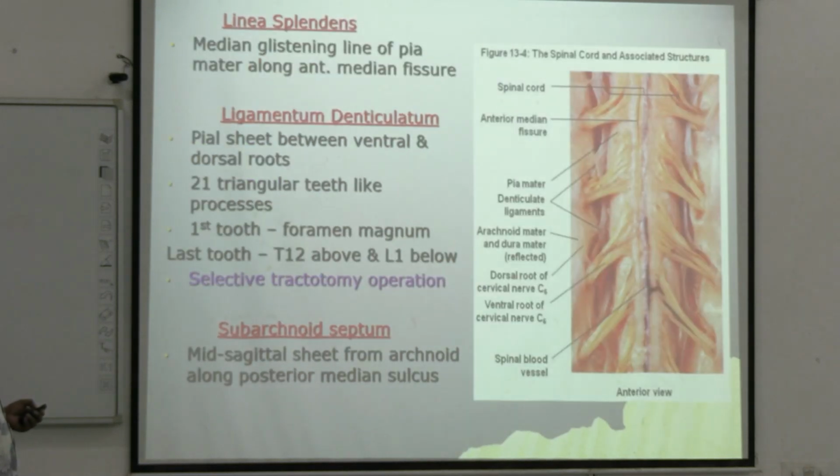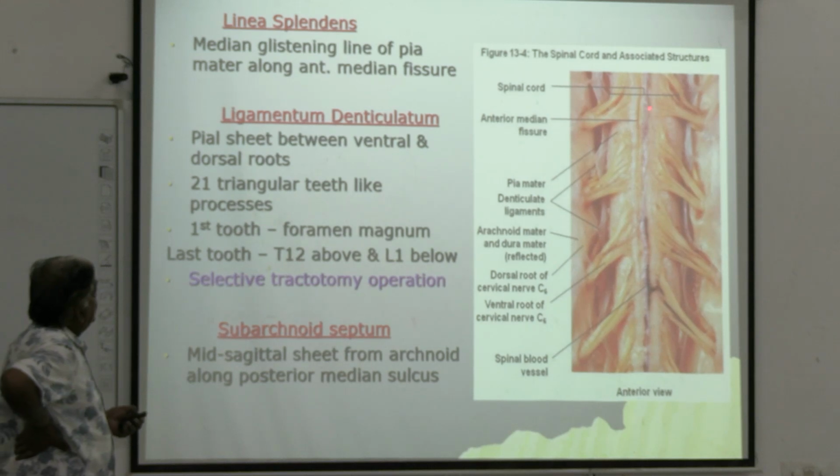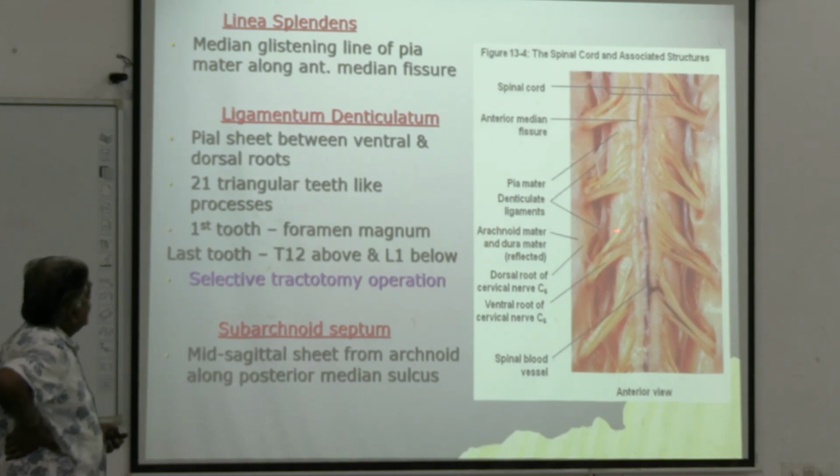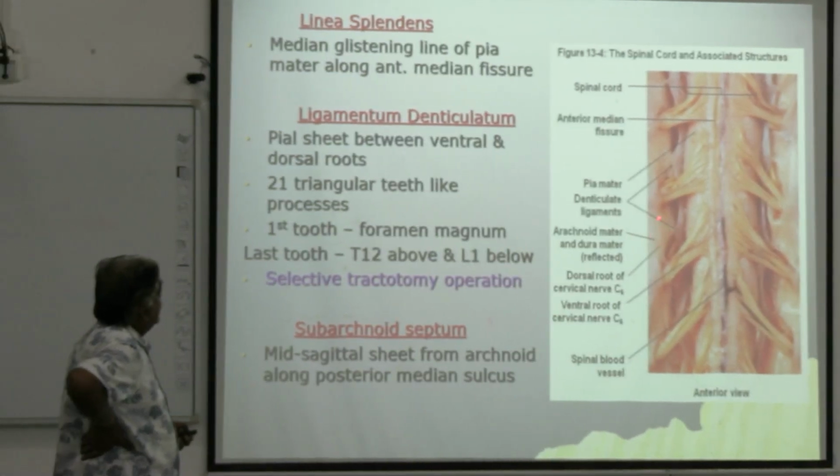Next. Now you see the linea splendens, the median glistening line of pia mater along the anterior median fissure. This is the spinal cord, anterior median fissure, and you will see the linea splendens. Now, pia mater: these are the denticulate ligaments. Arachnoid mater, this is the arachnoid mater, and dura reflected.